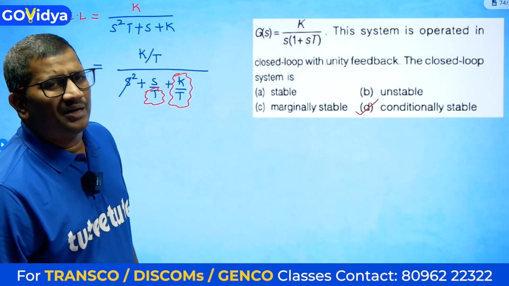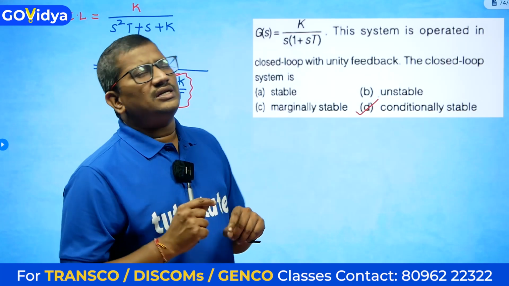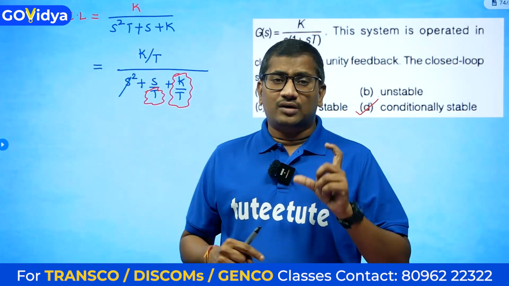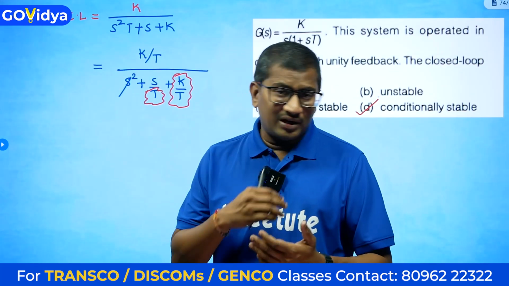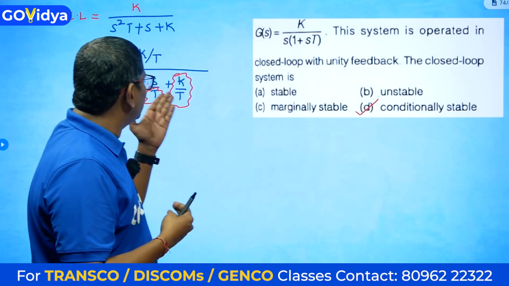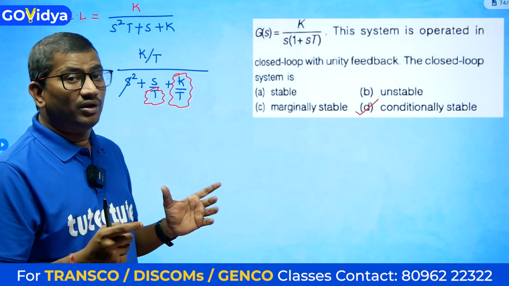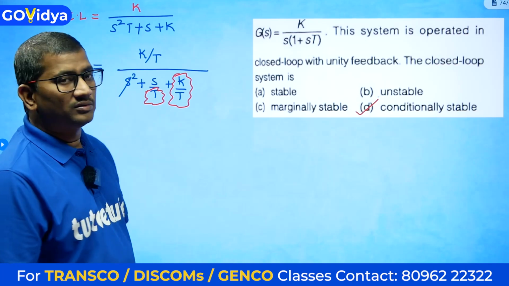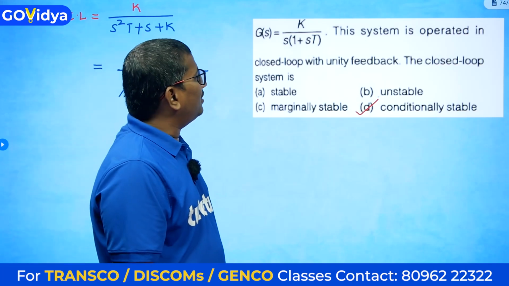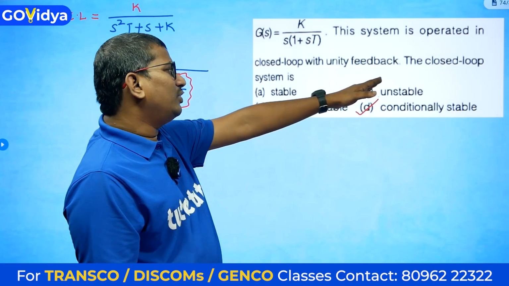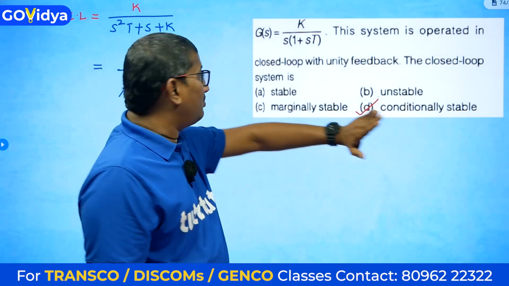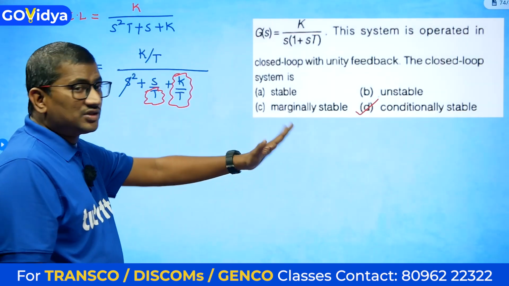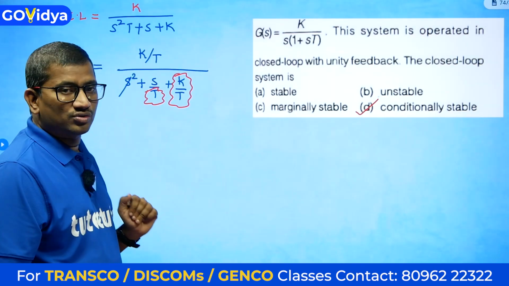Conditionally stable means, remember one thing, it always depends on a particular variable given in the transfer function. It may be the gain k, or it may be the time constant t, depending upon the circuit or transfer function. Okay, so this is about what? The closed loop unity feedback system is conditionally stable because the stability of the system depends upon the k and t values. Okay.